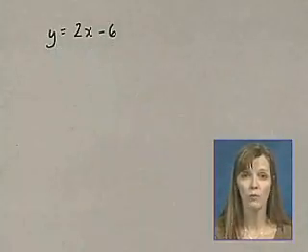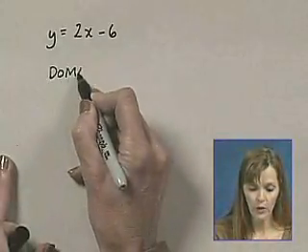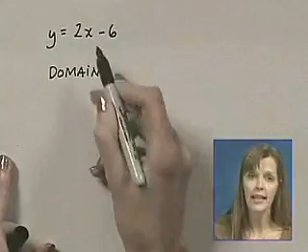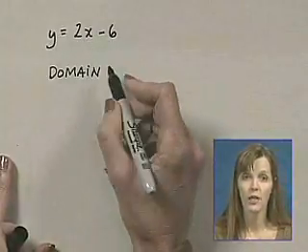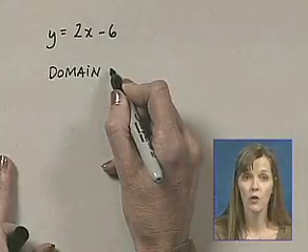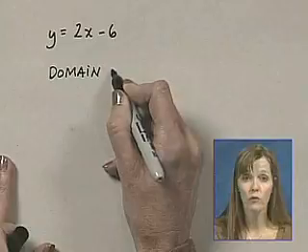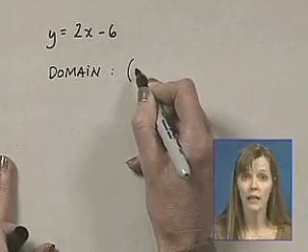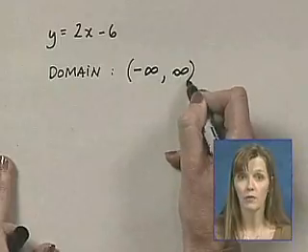What values can we substitute for x? This would be giving us the values of the domain. Well, we can take any number and double it, and we can subtract 6 from any value. So for that reason, we can say that our domain is equal to the set of all real numbers. We're going to write that in interval notation. That will be values from negative infinity up till positive infinity.